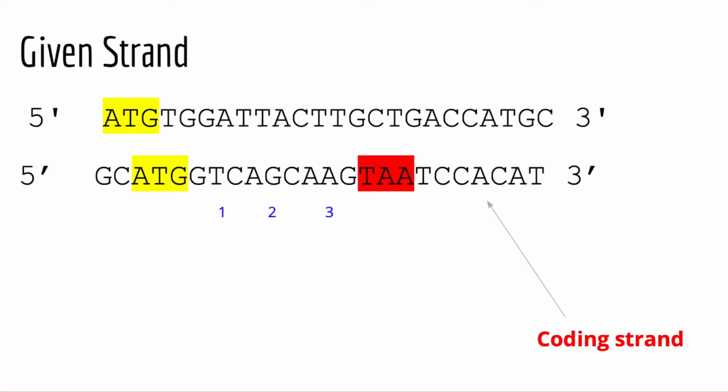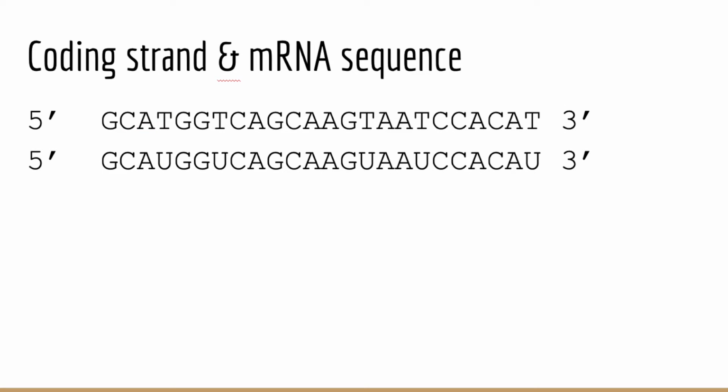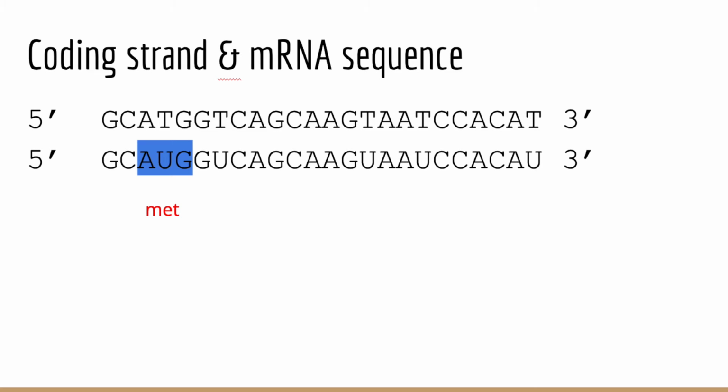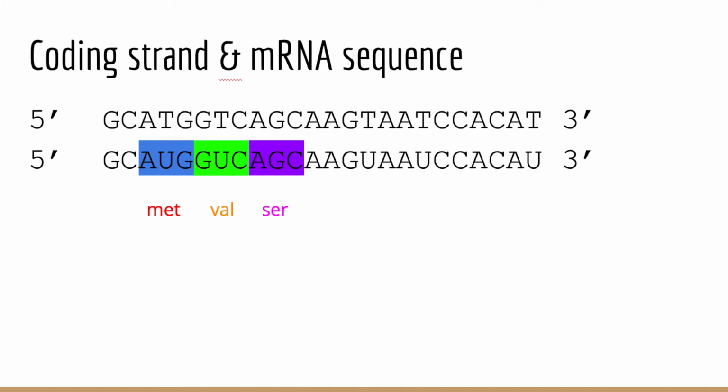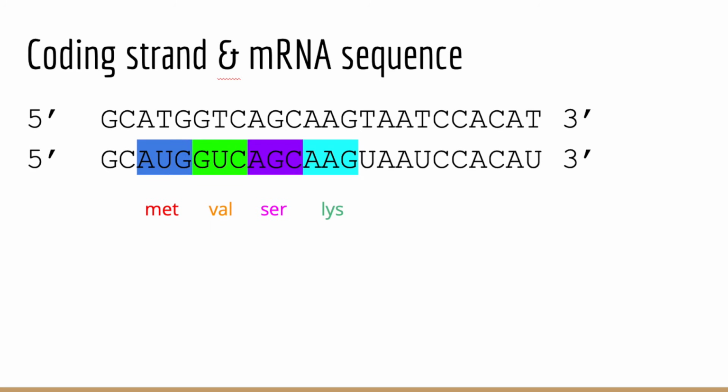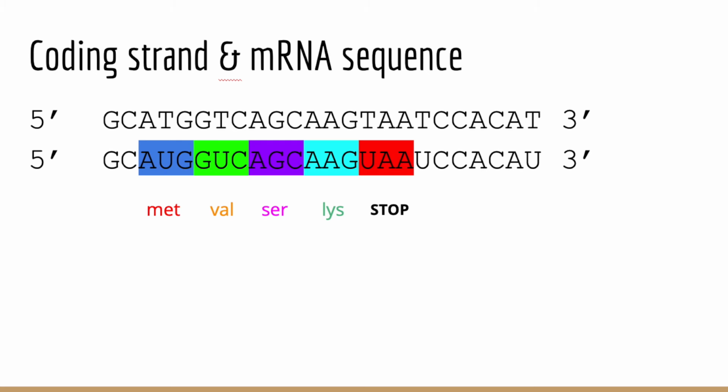Now that we have this identified, we can switch all of our T's with U's in the mRNA sequence to get a better look at our coding strand and identify the amino acids present using the table. Now that we have our coding strand and can convert this into our mRNA sequence, we are able to identify the amino acids present. We can see that AUG is consistent with methionine, GUC is consistent with valine, AGC is consistent with serine, AAG is consistent with lysine, and UAA is a stop codon.